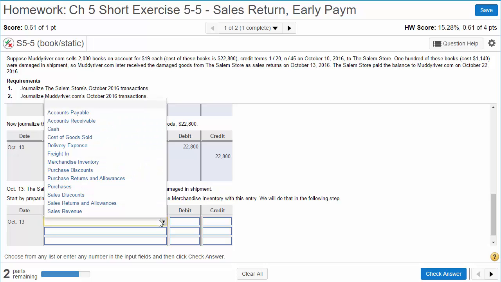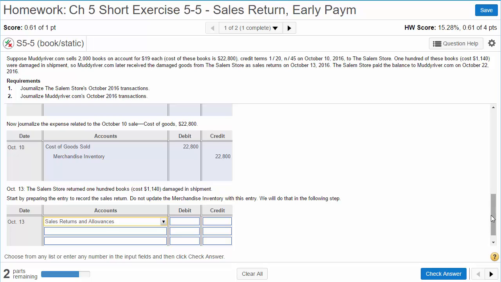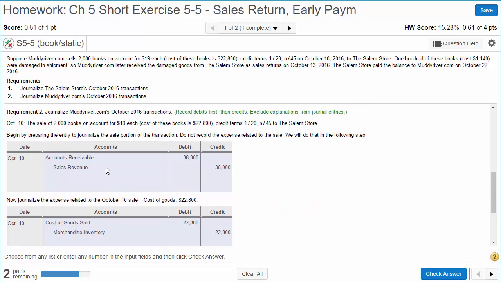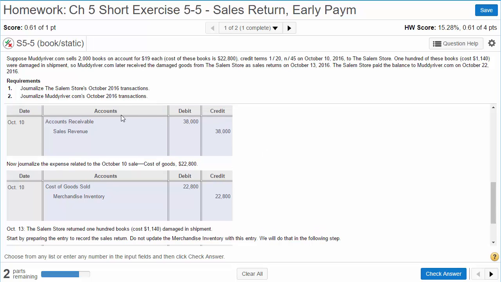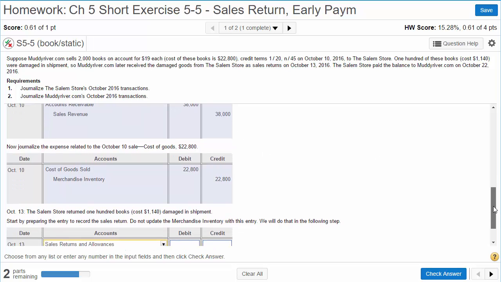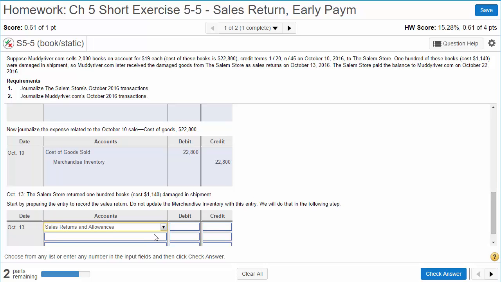So we want to keep track of sales returns. So sales returns and allowance. Again, what I'm doing is offsetting the sales revenue by using this contra account called sales returns and allowance. And then I need to lower AR because the buyer doesn't owe us as much.